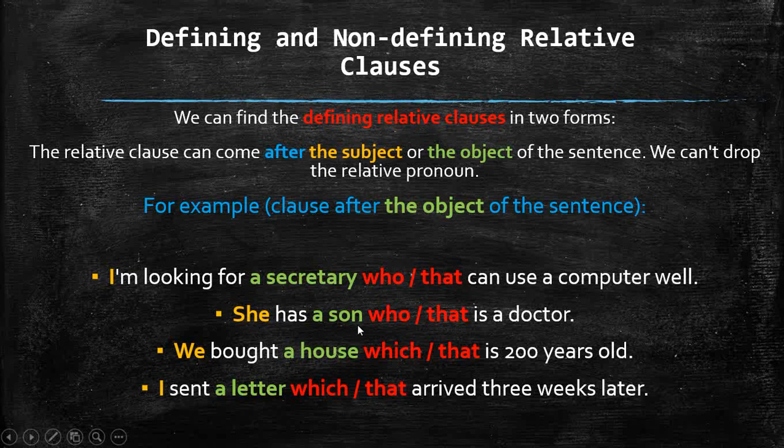She has a son who is a doctor, or that is a doctor. Who is a doctor? The son. We bought a house which is 200 years old. What is 200 years old? The house, the object. I sent a letter that arrived 3 weeks later. What arrived 3 weeks later? The letter.